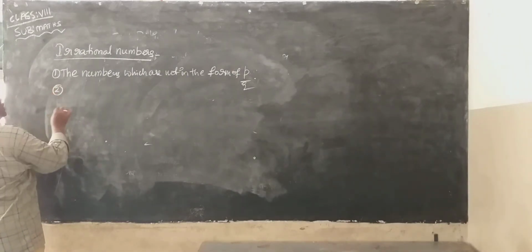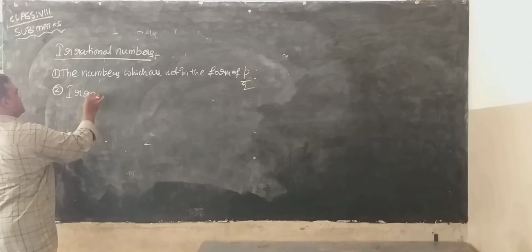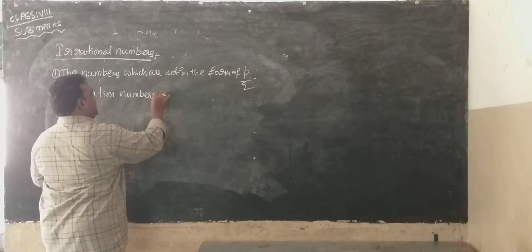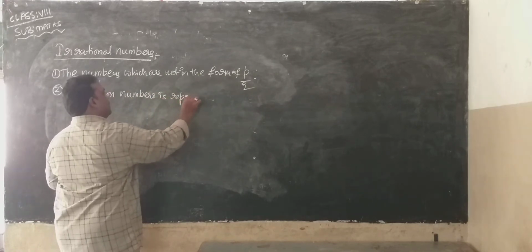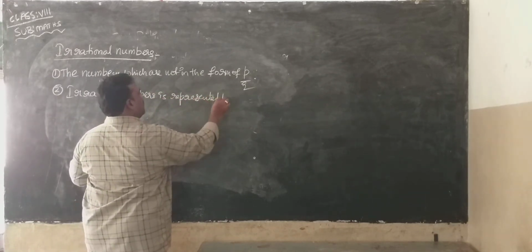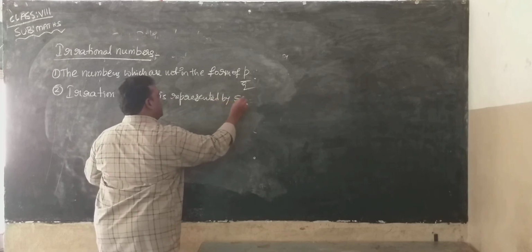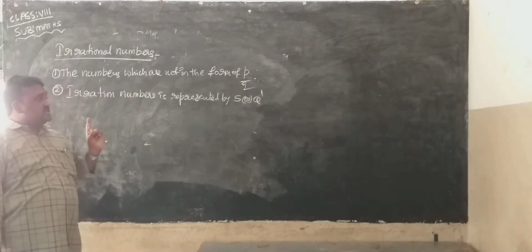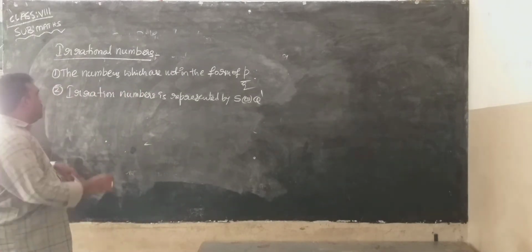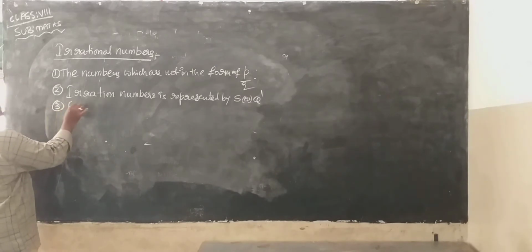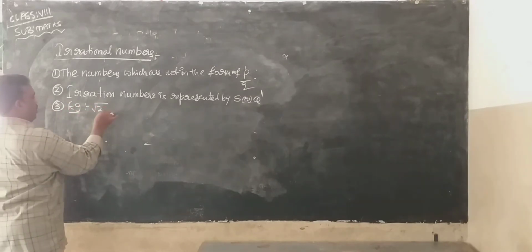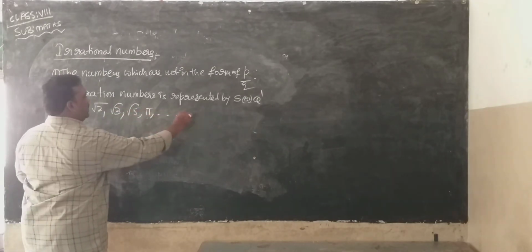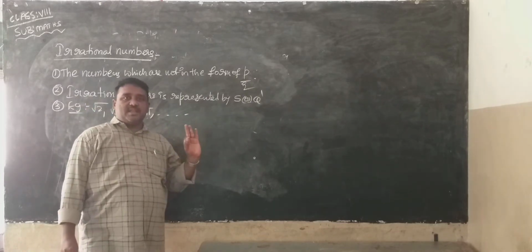Second point, irrational numbers are represented by S or Q dash. What are the examples? Examples: root 2, root 3, root 5, pi, and so on. They are the examples for irrational numbers.